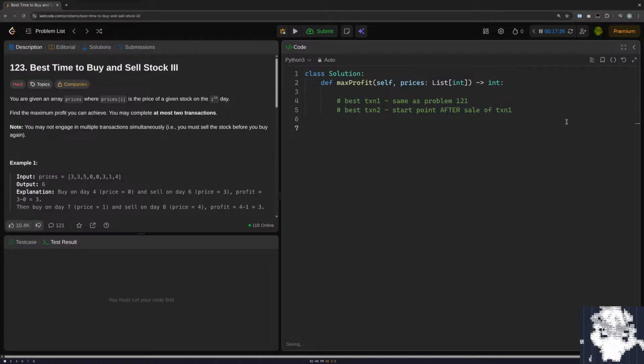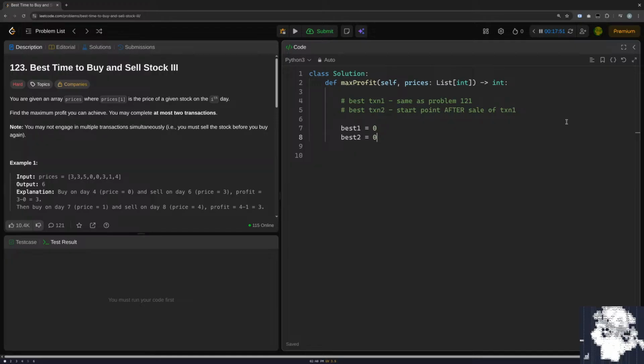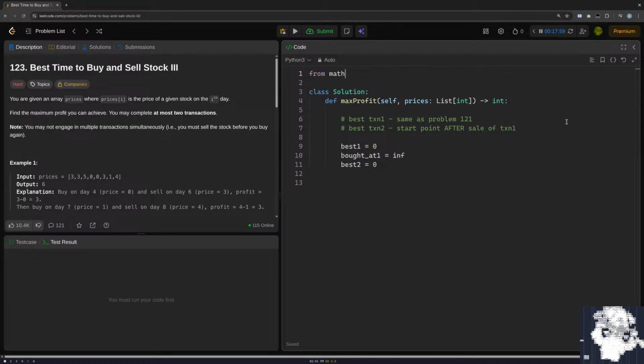Okay, so we've got best. Best starts at 0. Best 2 starts at 0. Bought at 1 starts at infinity, from math or infinity. Bought at 2 starts at infinity. For price in prices.